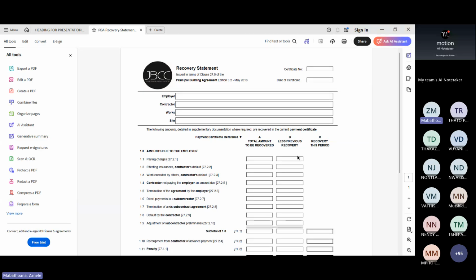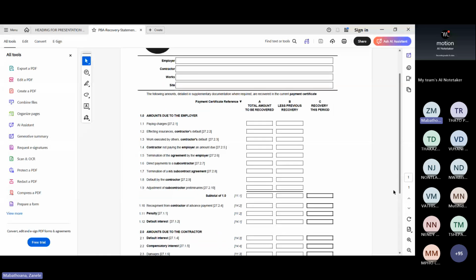So paying charges, so you would say what the amounts are, any affecting insurances, contractor's default. So let's say the employer ended up having to put insurances because the contractor was not doing it. You would show the total amount, you work on cumulative less recovery, and then whatever it is, termination of the agreement by the employer, you would show the amounts here, termination of a nominated subcontractor or a selected subcontractor, the cost of it, anything that needs to be recovered, any default by the contractor where he now has to reimburse the employer, it would be reflected here.